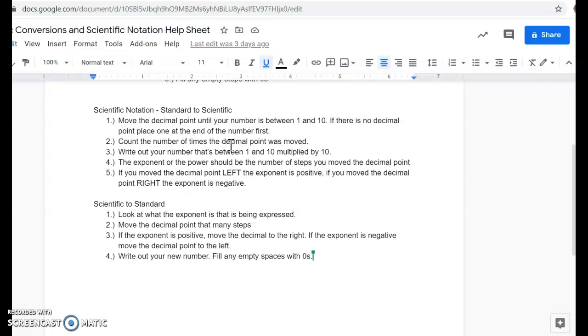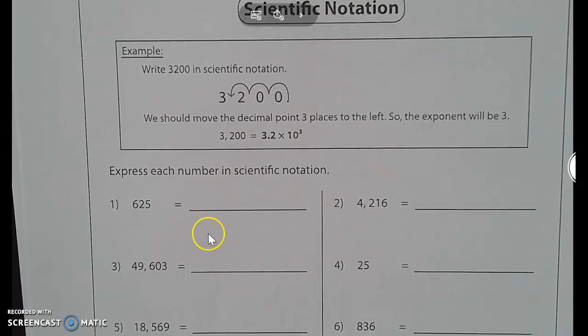So when you do standard to scientific notation, you have to move the decimal point. And remember that if there's not a decimal point, you place one at the far right at the end until your number is between 1 and 10. Count the number of times you move the decimal point, write out the number, and then multiply it by 10, and put an exponent on the 10 as far as how many steps you moved the decimal. If you move the decimal to the left, the exponent will be positive. If you move to the right, the exponent will be negative. So let's see that in action.